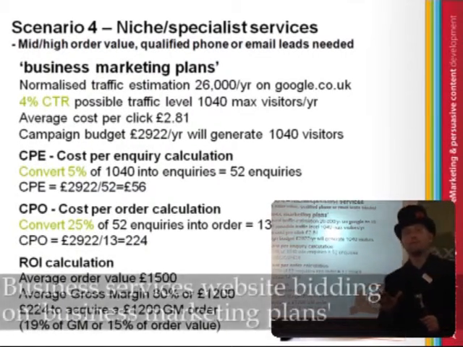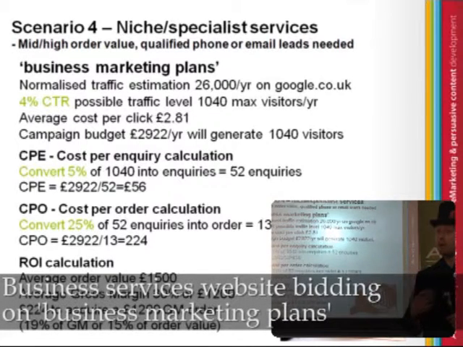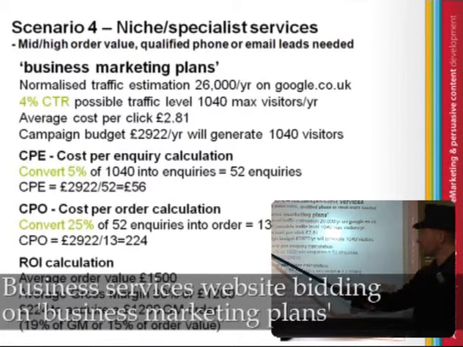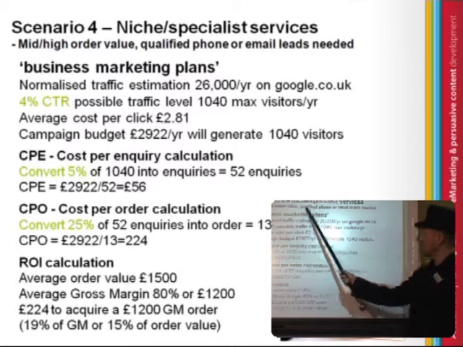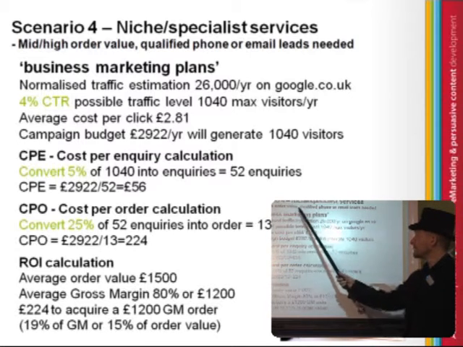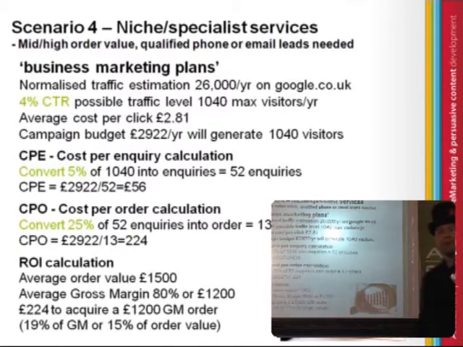This is the typical sort of product that a consultant or a business services type of operation might be looking at. 5% of 1,040 is 52 inquiries. Your cost per inquiry is the original budget divided by the total number of inquiries, which is £56. So it's cost this company £56 to get somebody to ring up to say, I'm interested in one of these marketing plans, will you come and see us or tell us about it?